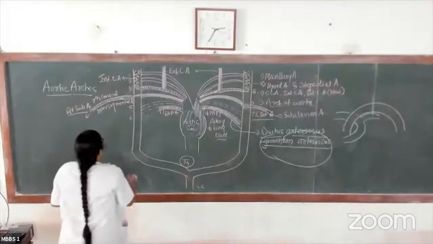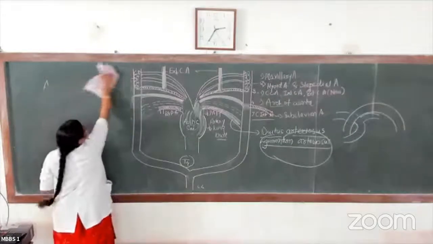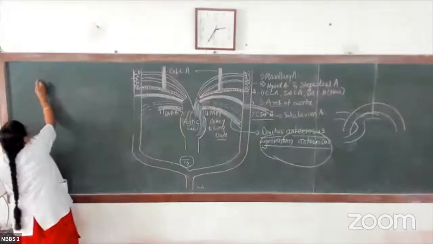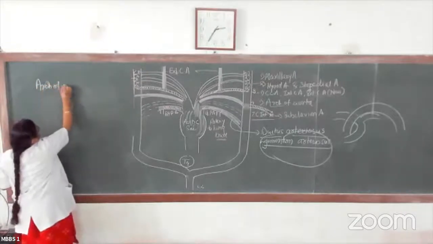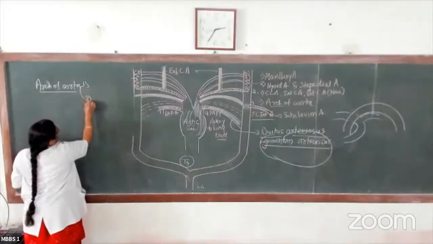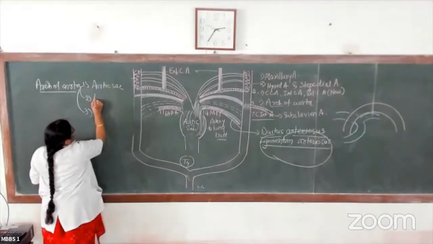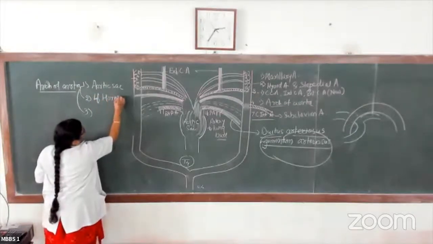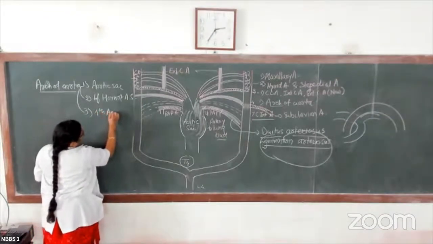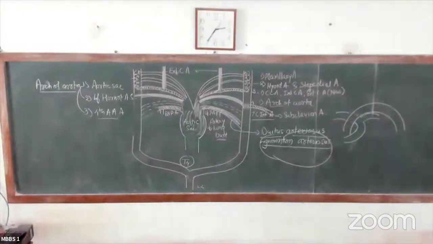Okay. So now we will see some important vessels and how they are formed. First, the arch of aorta. How is it formed? The first structure responsible is the aortic sac. Then the left horn of the aortic sac. Then the fourth aortic arch artery. All these combined together form the arch of aorta.